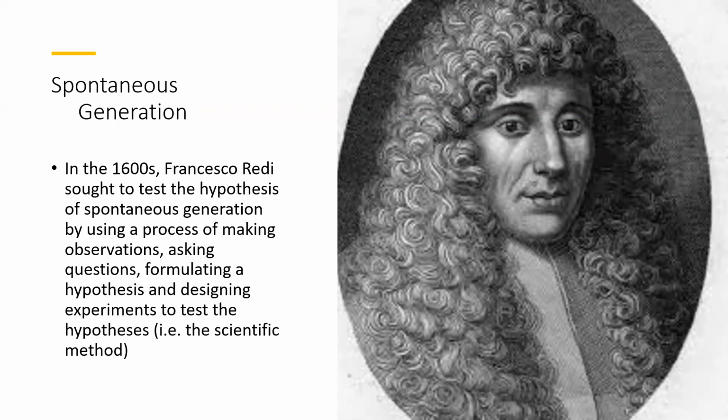he wanted to put the theory of spontaneous generation to the test. He wanted to disprove it by using a series of steps involving making observations, asking questions, and forming hypotheses. And that basically laid the foundation of what eventually became the scientific method.